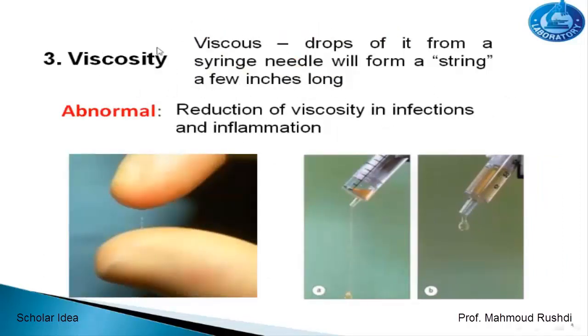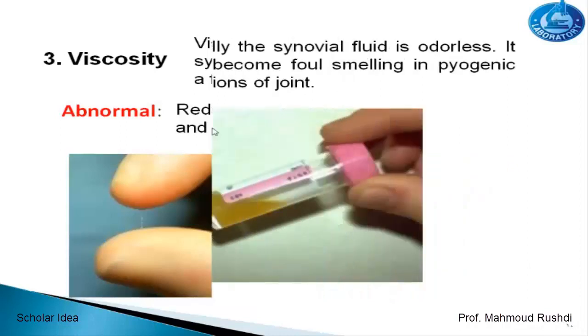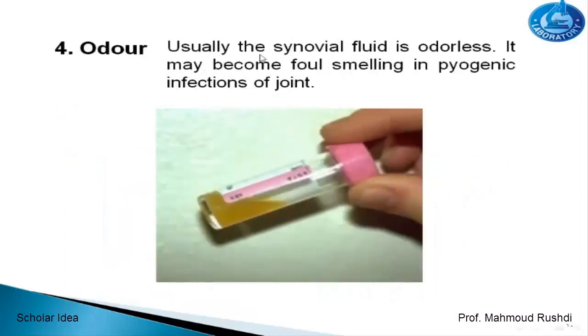Number 3. Viscosity. Normally, synovial fluid is viscous. A drop of synovial fluid from a syringe needle will form a string a few inches long. Reduction of viscosity occurs in infections and inflammation. Odor. Usually the synovial fluid is odorless. It may become foul smelling in pyogenic infections of the joint. From the above, normal synovial fluid is colorless, transparent, odorless, and viscous.